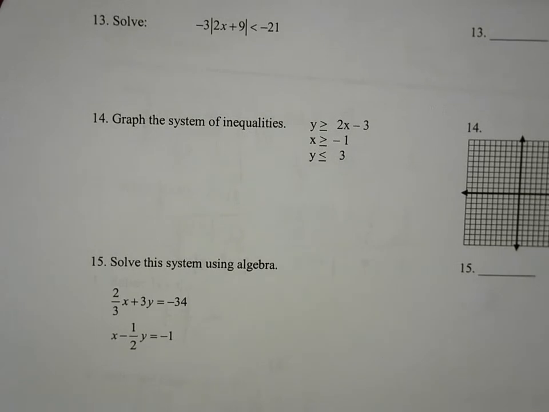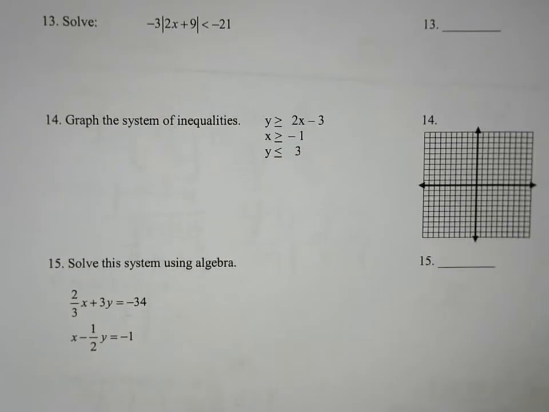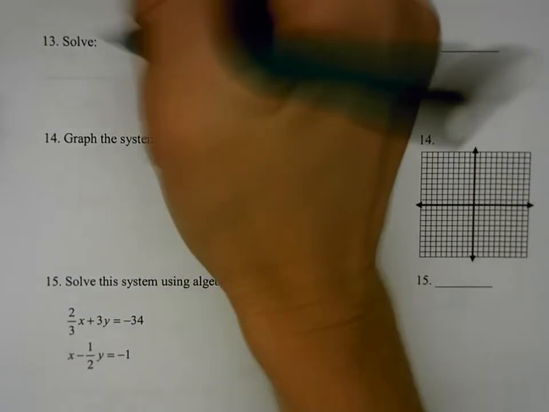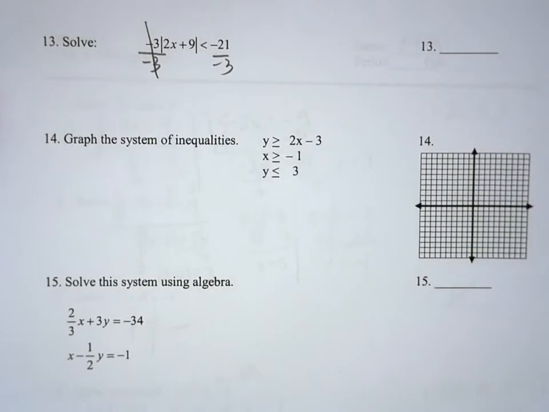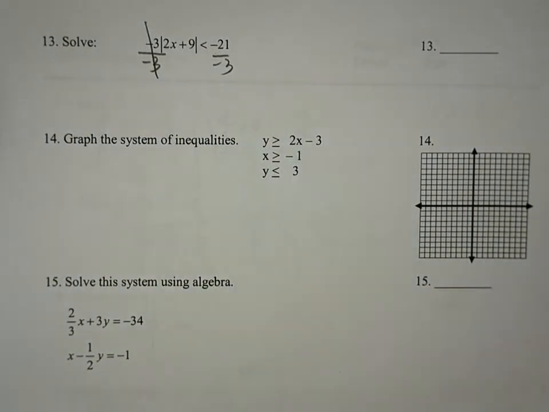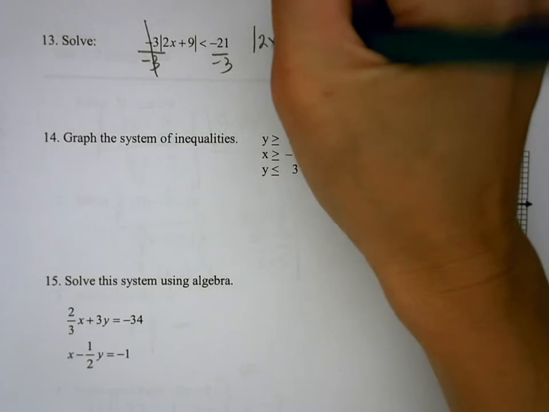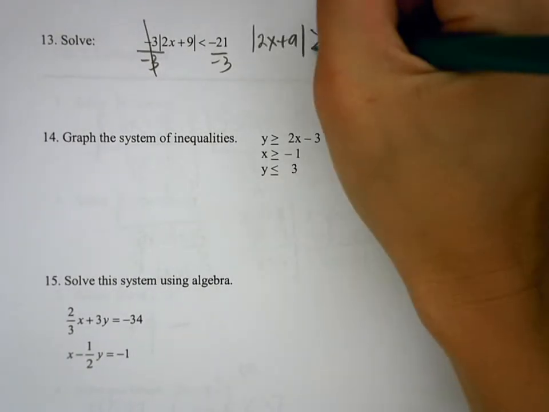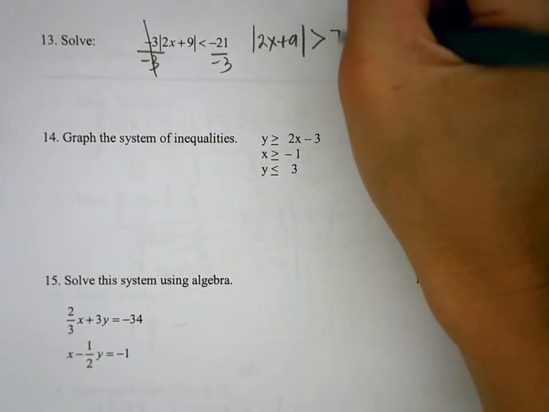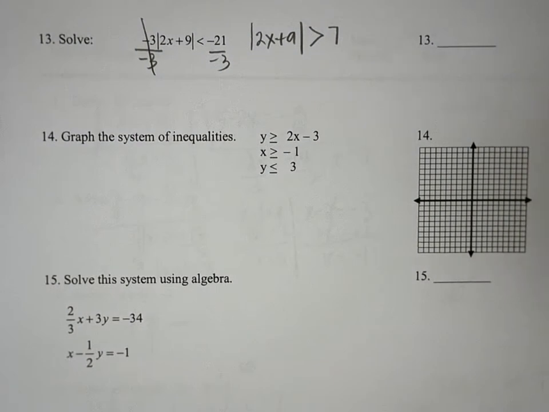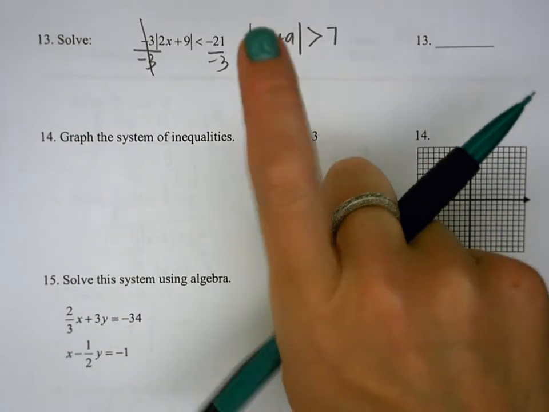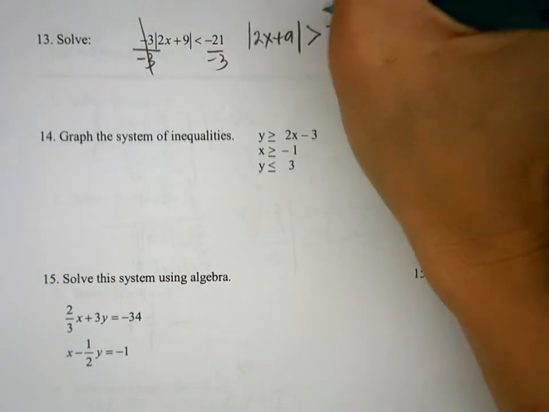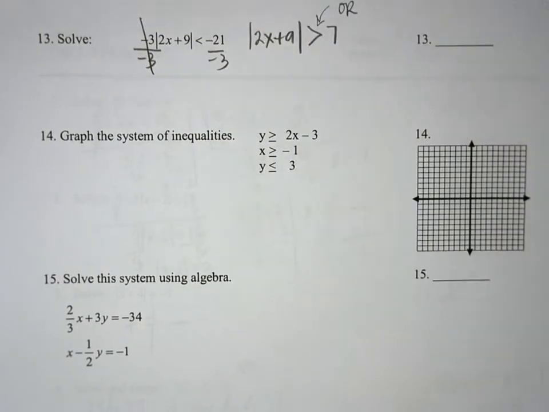Okay, here we go. Number 13. What do we need to do first? Good. You want the absolute value by itself, so we divide by negative 3. What happens whenever we multiply or divide by a negative? Good. So this becomes greater than 7. You cannot decide if it's an and or problem until your absolute value is by itself. So now that it's by itself, what kind of problem is this? Or. Okay, so we're going to have two separate answers.